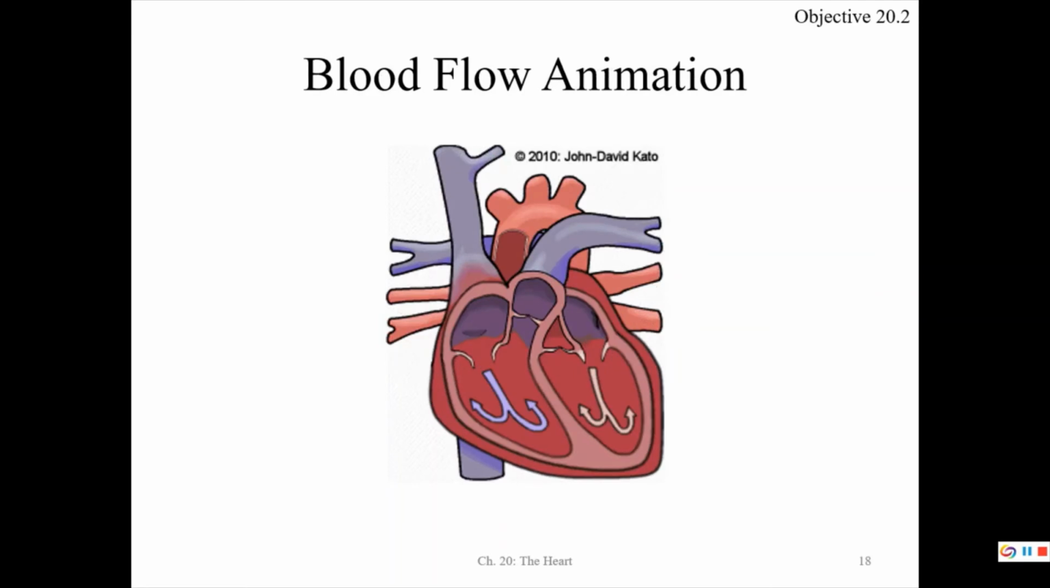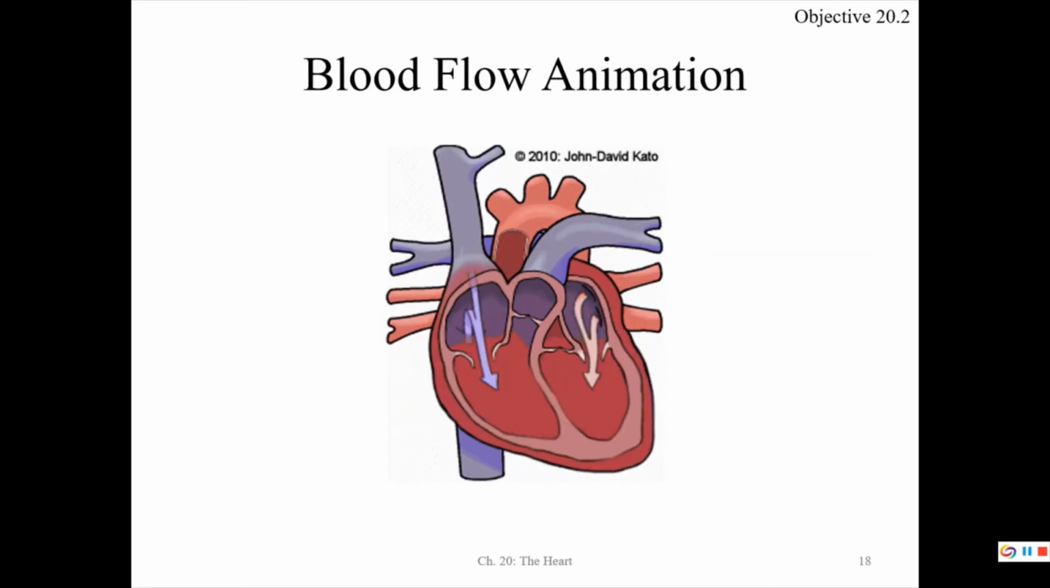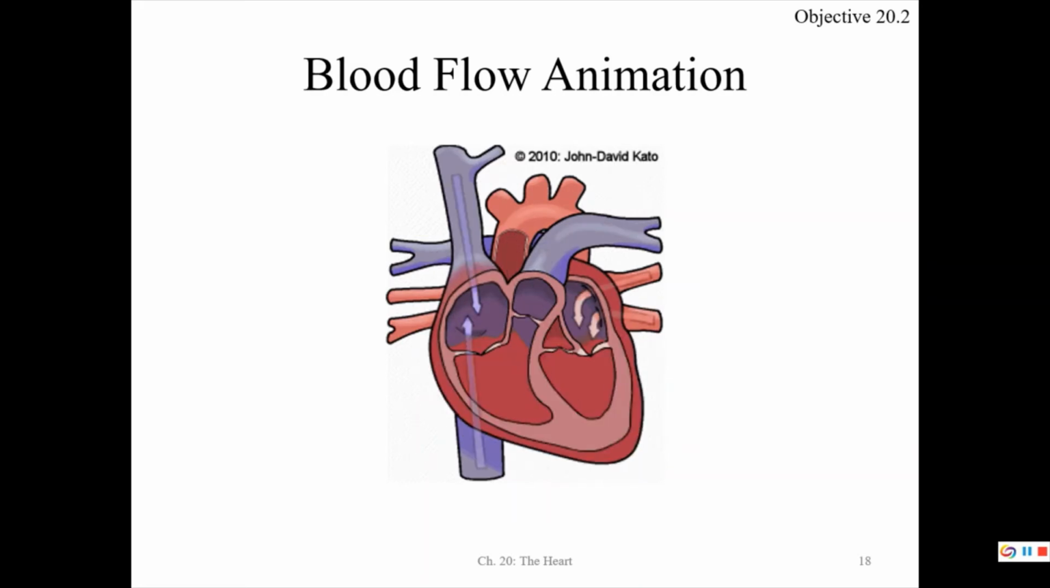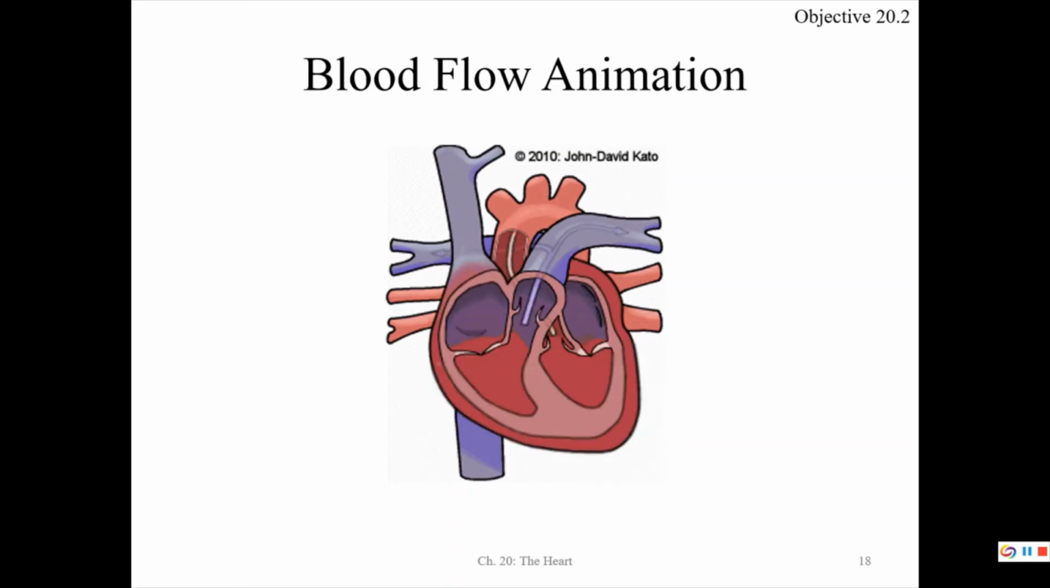All right. And now I told you that both atria pretty much contract at the same time. But there's a little bit of a delay, because the SA node signal takes time to spread from the right to the left. Both ventricles will contract simultaneously as well, normally, unless there's some aberration.